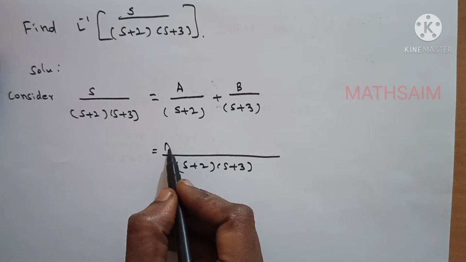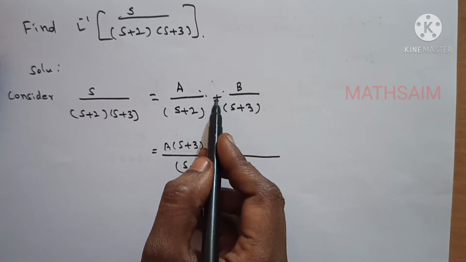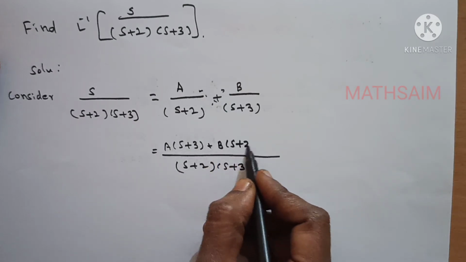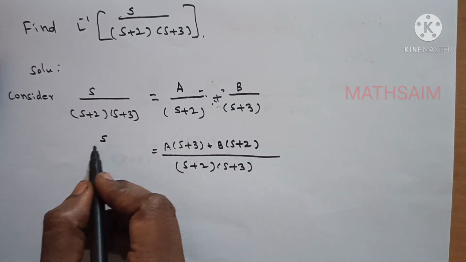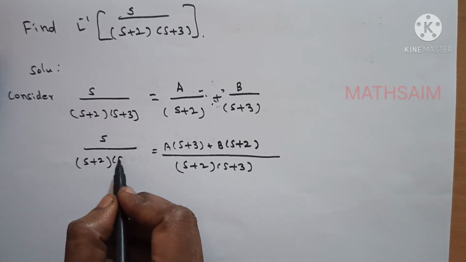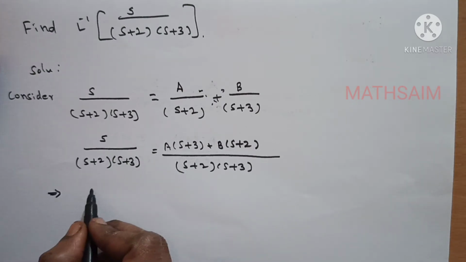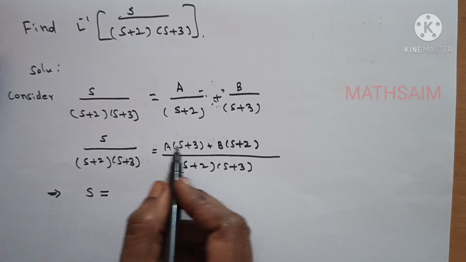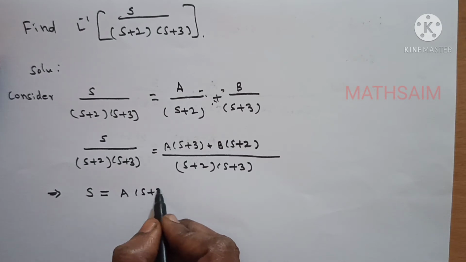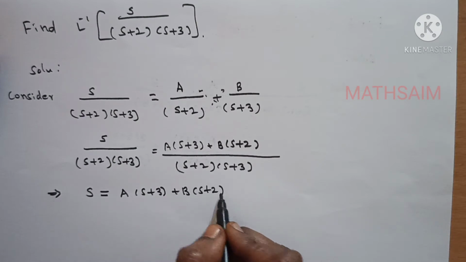So this will be a into (s plus 3) plus b into (s plus 2), that's all. In the left hand side you are going to have the same s by (s plus 2) into (s plus 3). Now from this equation you can get, from the numerator, this one: s equal to a into (s plus 3) plus b into (s plus 2).